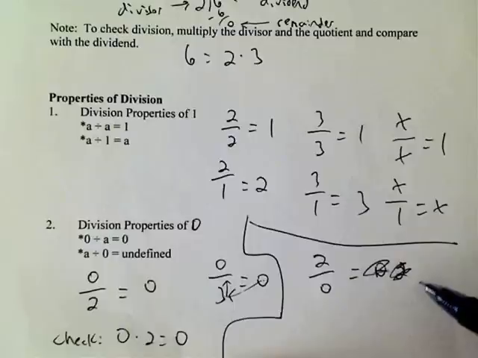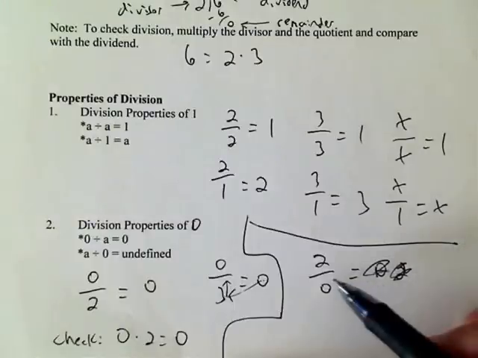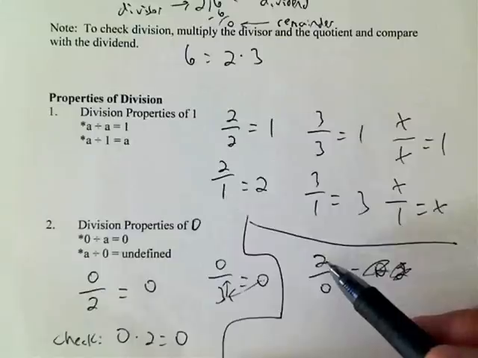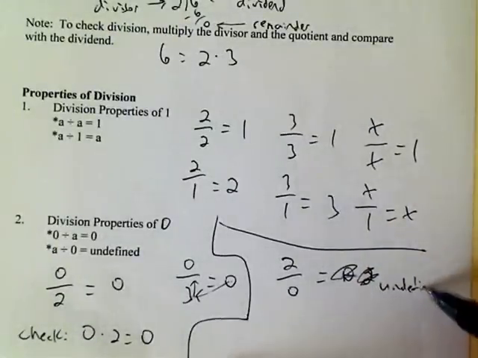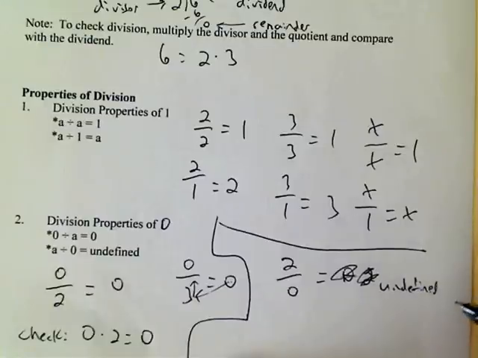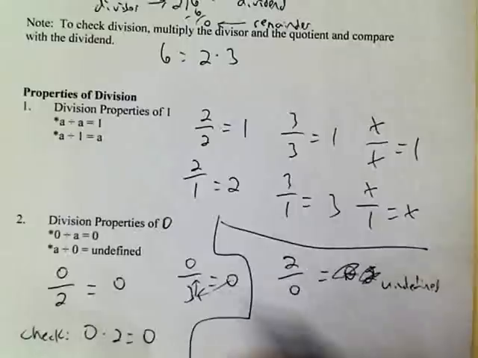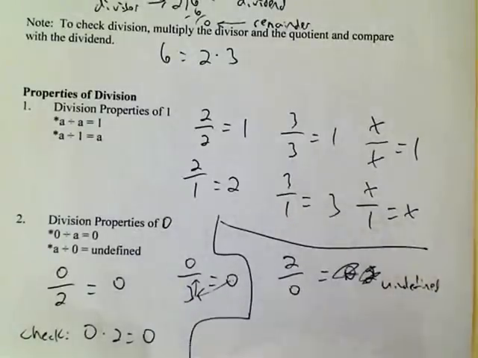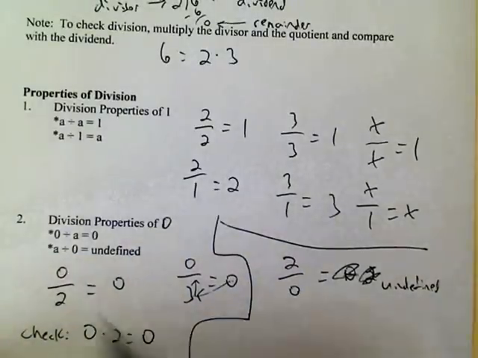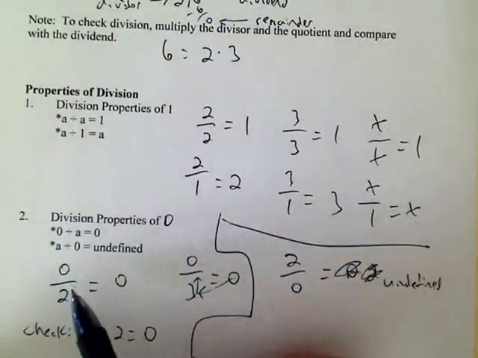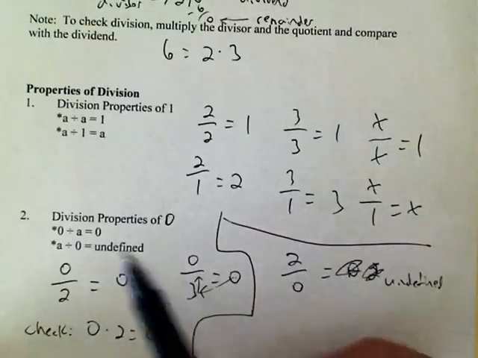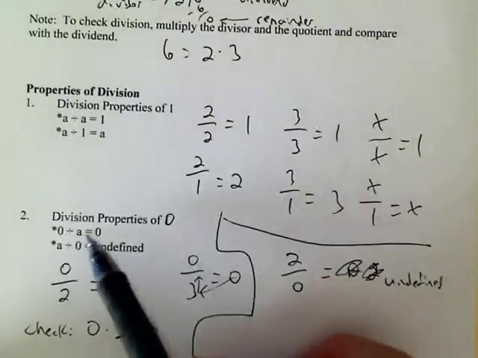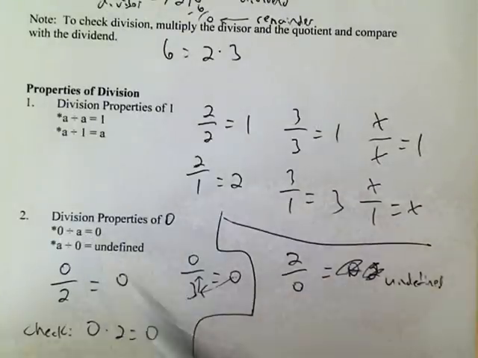In fact, if you take any number you want and times it by 0, you're always going to get 0, and you'll never get a 2. So in this case, the answer is undefined. It has no solution. So division by 0 is not possible, so we call it undefined. That's a big deal. 0 divided by any number is 0. Any number divided by 0 you can't do. The only number you can't divide by on this first property is a 0, so a cannot be 0.